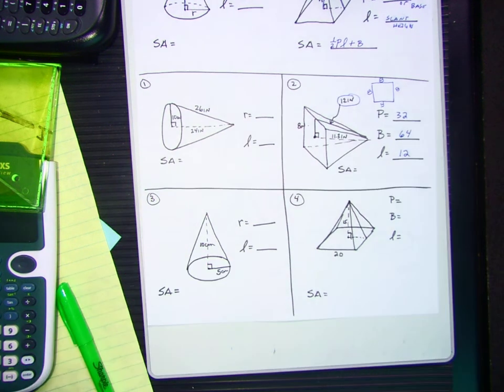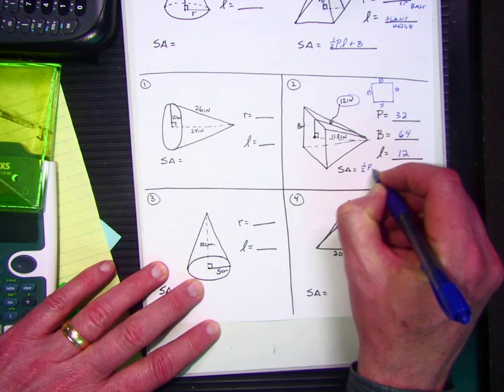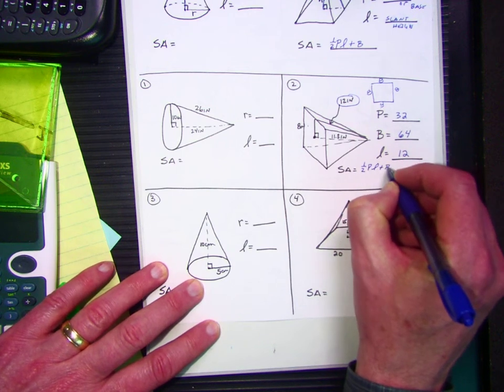Okay, so we're able to easily find all of those. Now we're actually going to go compute the surface area. And each time, I really encourage you, I want you to write the formula each time. It's 1/2 PL plus B. We will put it in our foldable.